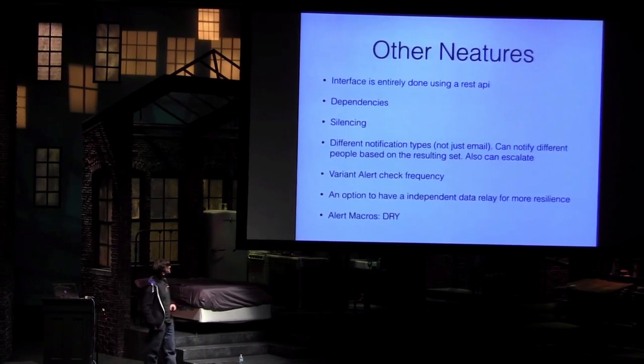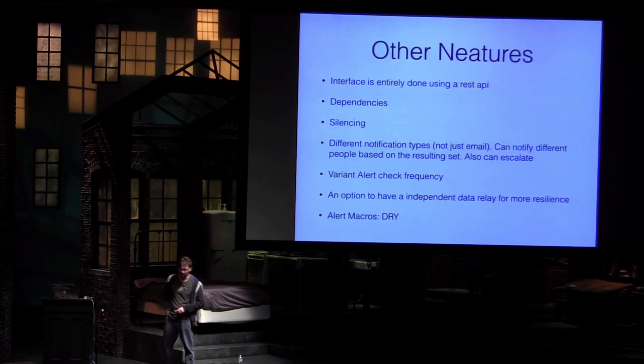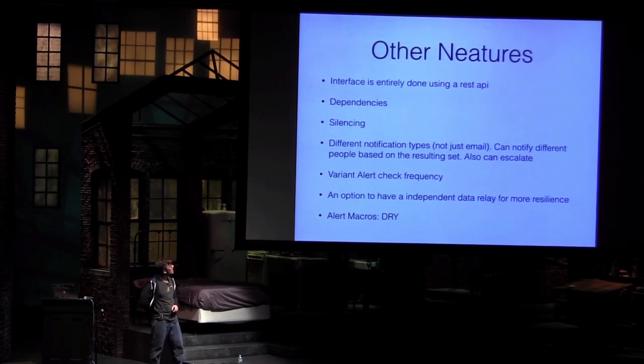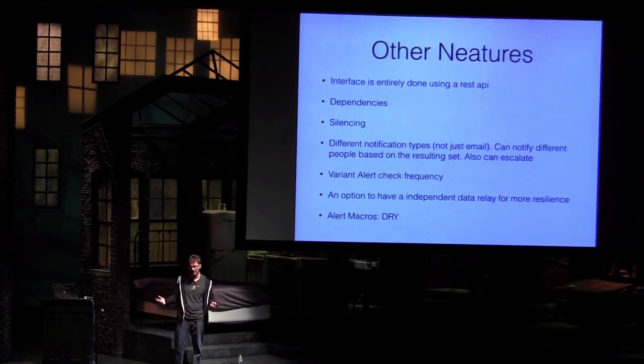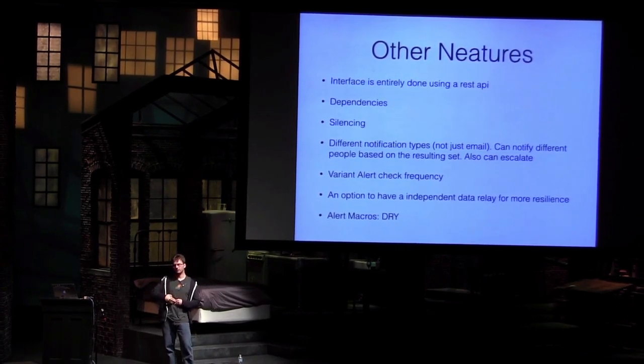Some other niches, I like that word. The interface is entirely built using the REST API. So anything you can do in the interface, you could tie into your own applications. We just like that design in general, just to separate those 2 layers. Dependencies: you can have an alert that depends on another alert. So Bosun will ping any host that it's seen, and it'll make that a dependency for any host-based alert, so they won't trigger.